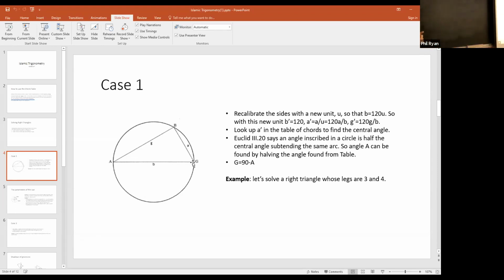So let's do an example of that. So let's say we've got a right triangle, and we know the legs are 3 and 4. So we all know this one. So we all know that the hypotenuse is 5. Okay, so then we change units and we make 5 into 120. So that means we have to multiply by 24. And that's what that is in those units.